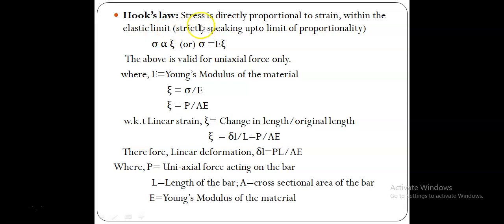Hooke's law. What is Hooke's law? Stress is directly proportional to strain within the elastic limit. Strictly speaking, up to proportionality. So sigma is directly proportional to epsilon as per Hooke's law. In order to eliminate this proportionality, we introduce a constant E. Therefore, sigma is equal to E into epsilon. That is, stress is equal to E into strain. What is E? E is nothing but the Young's modulus of the material, and the above is valid for uniaxial force only. Yes, this kind of equation can be used only for uniaxial forces.